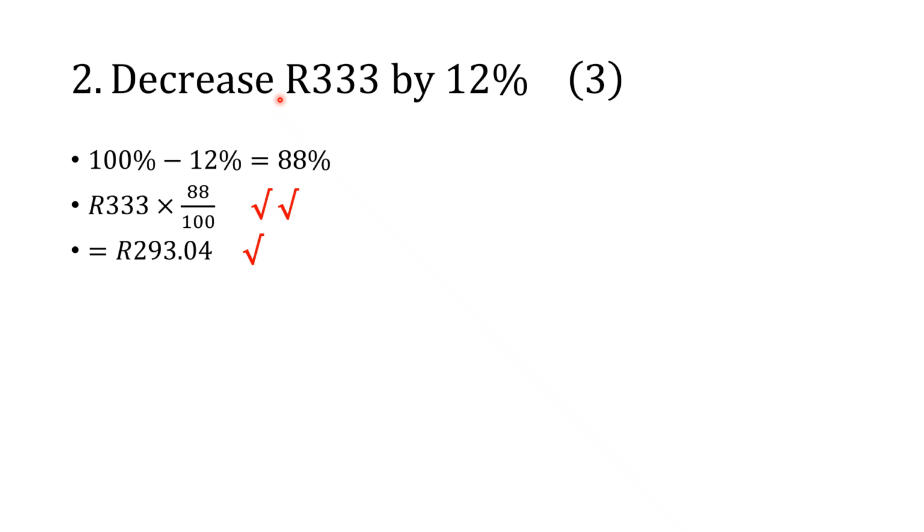Decrease. That first one was increase, and now I'm substituting with decrease by 12%. So if this is 100%, if I decrease by 12%, I'm going to say 100 minus 12%, and the new value is 88% of what it was. So therefore, 333 Rand times 88 over 100. 1 mark for the 88, another mark for the method. My new value now would be 293 Rand 4 cents. So I've decreased the price by 12% by working out what's 88% of the price.